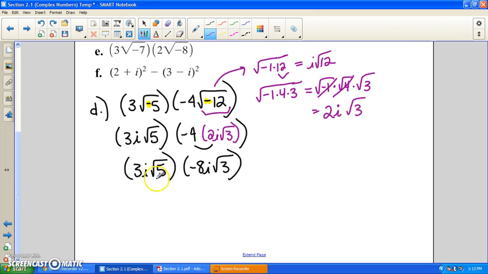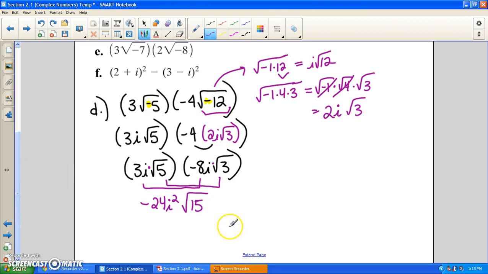Now don't confuse this with the FOIL method. This is not the FOIL method. This is one term, 3i square root 5, times another term, negative 8i square root 3. It's one term times one term, and all you can do is multiply the numbers on the outside together. So the 3 times negative 8 is going to give me negative 24, and the i times the i gives me i squared. Then we multiply the square root times the square root, which stays a square root. 5 times 3 is 15.